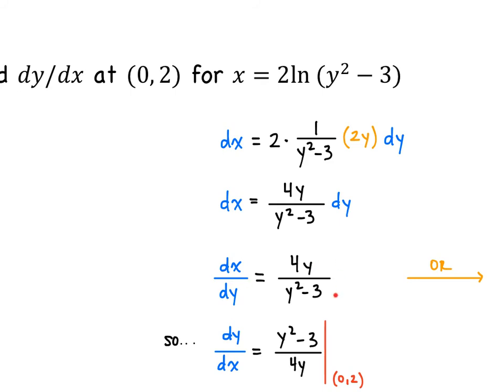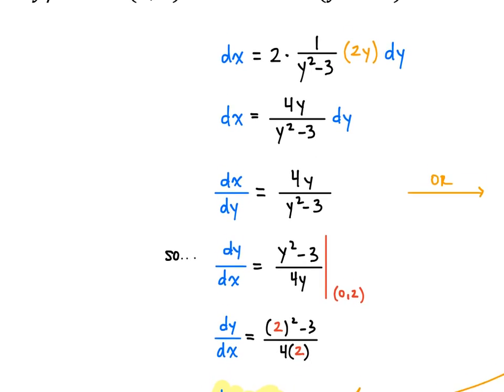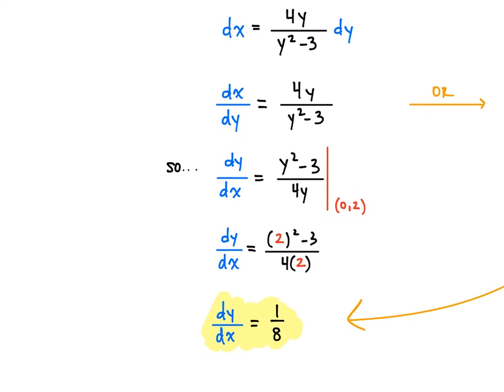But we don't want dx/dy, we want dy/dx. So all we're going to do is flip the numerator and the denominator. So we get dy/dx equals y squared minus 3 over 4y. And we're going to evaluate this at the point (0, 2), like it's asking for. Well, there's no x value to plug in for, so we'll just plug in for y. And when all is said and done, we get dy/dx to be 1 over 8.